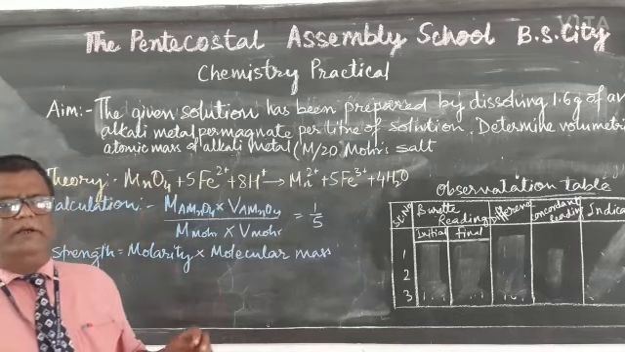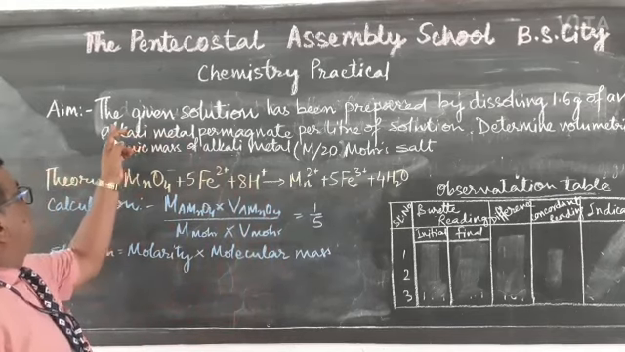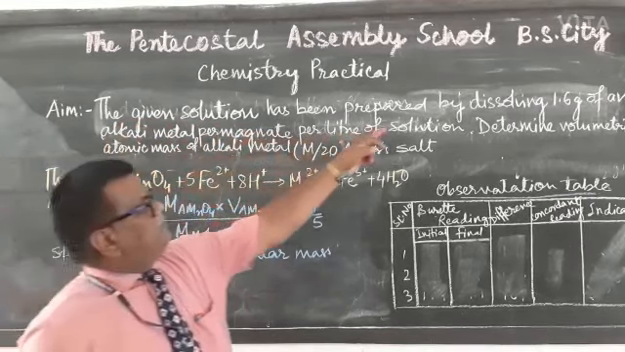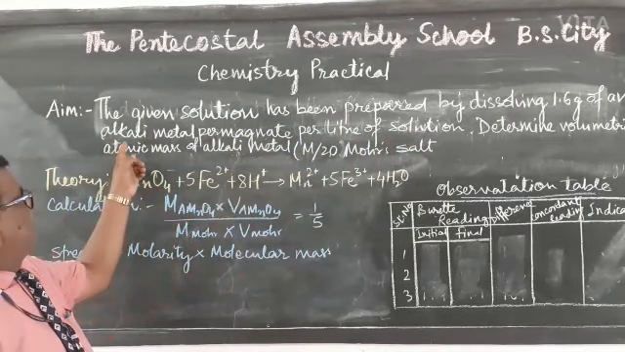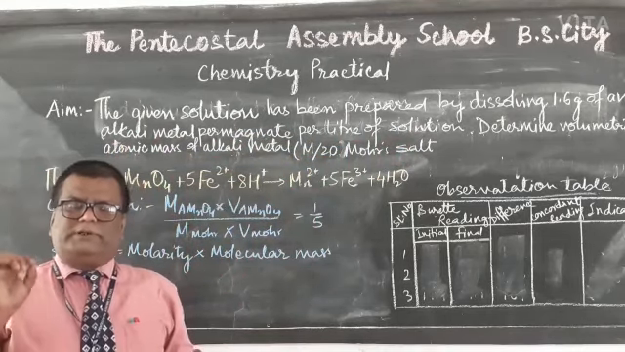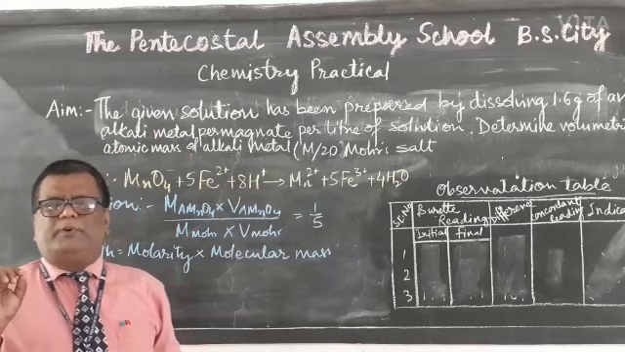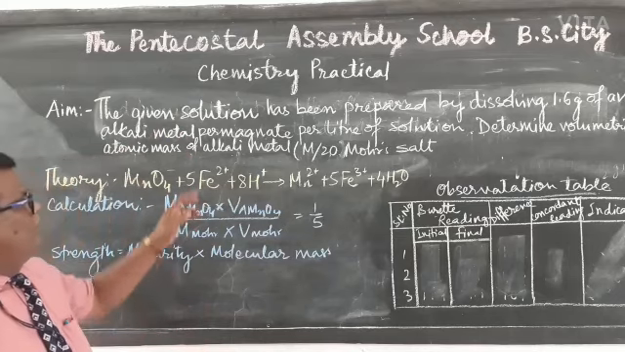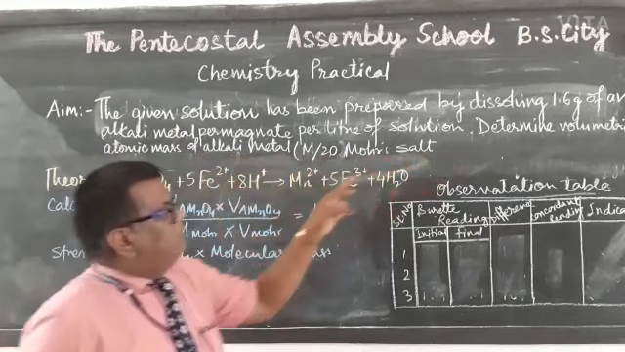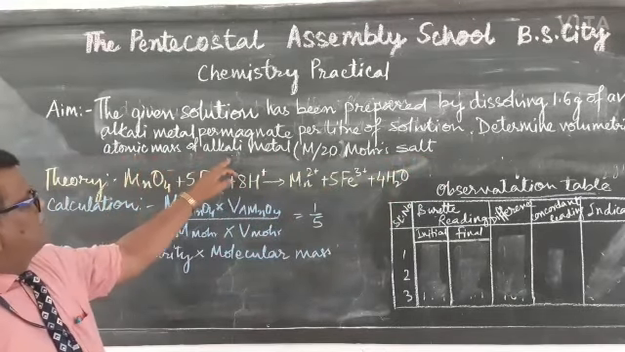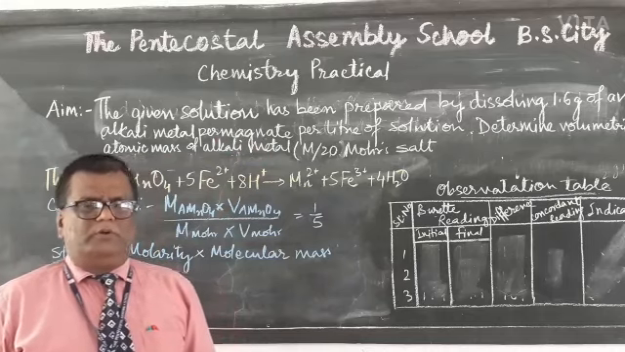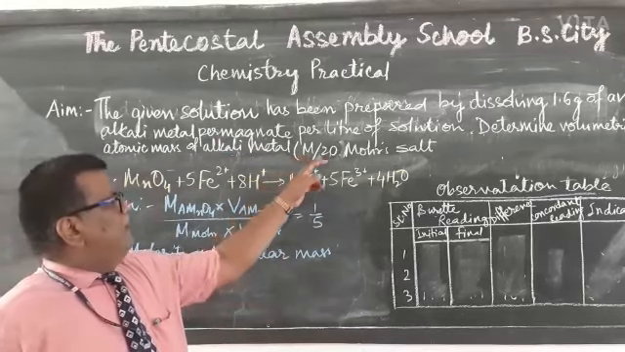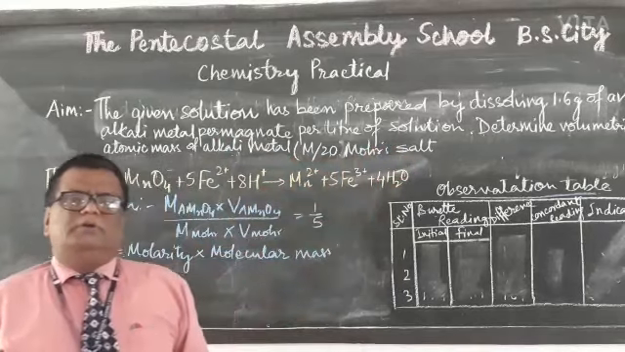Now see the name of the experiment. The given solution has been prepared by dissolving 1.6 gram of an alkali metal. So the strength of the solution is 1.6 gram per liter. Determine volumetrically the atomic mass of the alkali metal which is present in AMnO4. You have to use M/20 Mohr salt.